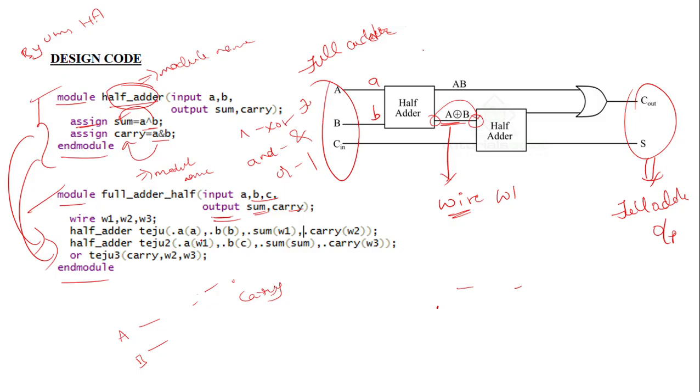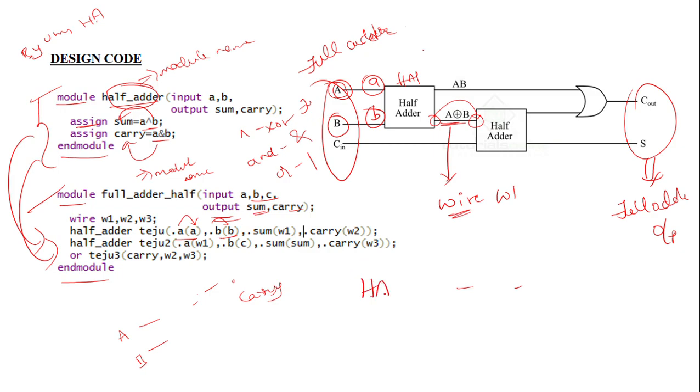So now you can see. First, what you have to do for half adder 1. So it is our half adder 1. A and B are connected to A and B. So we simply write that A is connected to A of the full adder and B is connected to B of the full adder. Means full adder A is connected to half adder A.